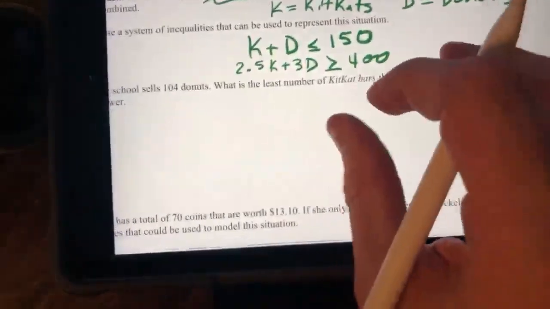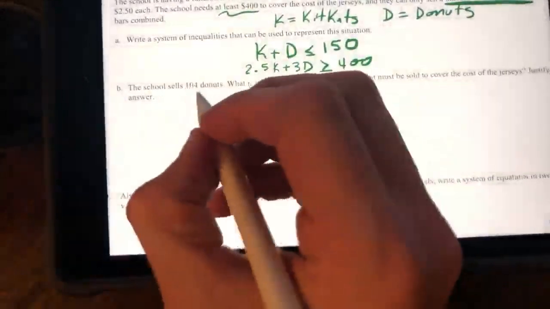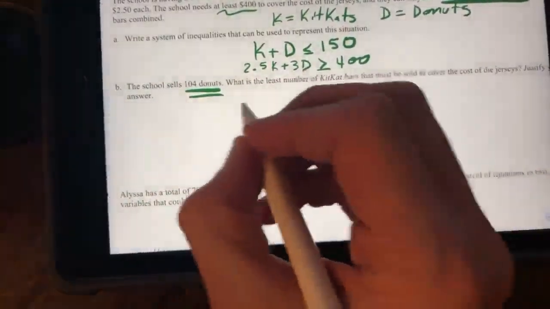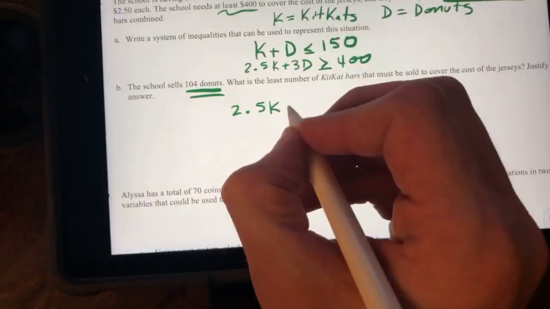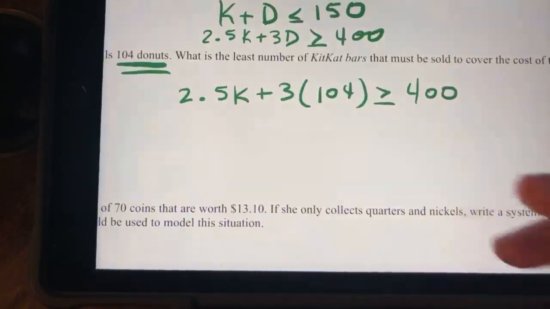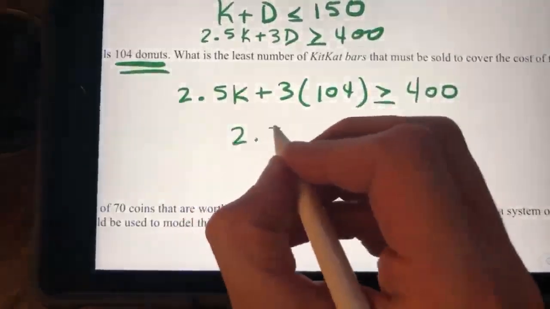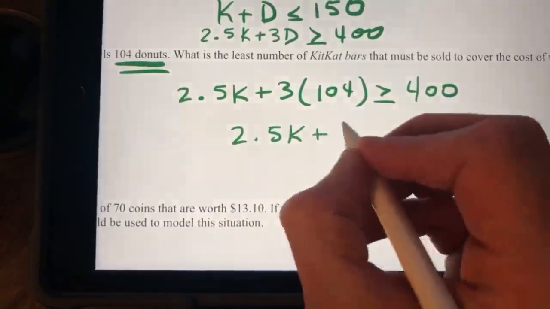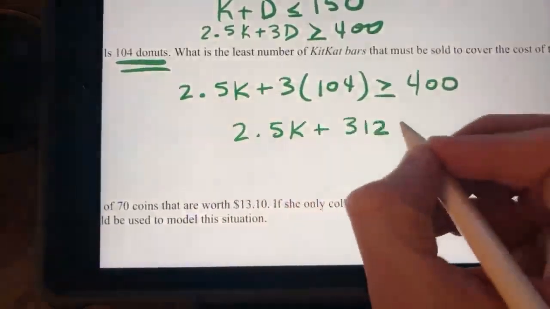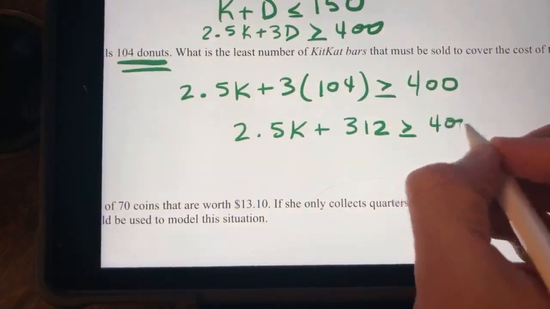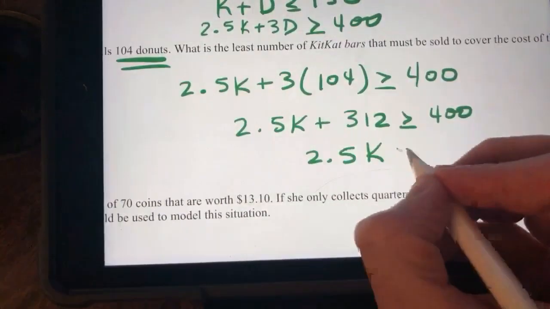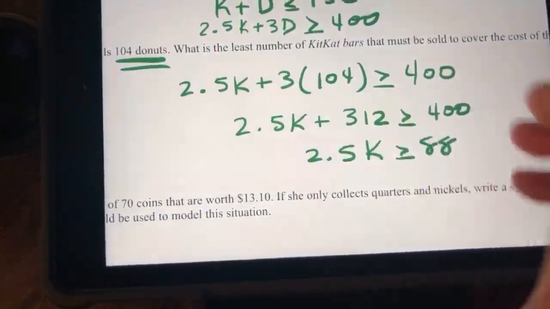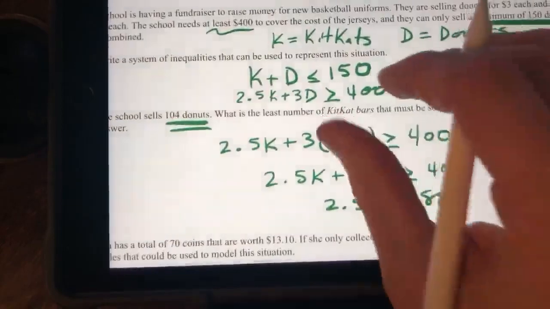Now we're told as a follow-up in part B, the school sells 104 donuts. That tells me in the bottom inequality, I'm going to put D as 104. Okay, 3 times 104 is 312, which is greater than or equal to 400, which means 2.5 KitKats is greater than or equal to, subtract 312 from both sides, 88.